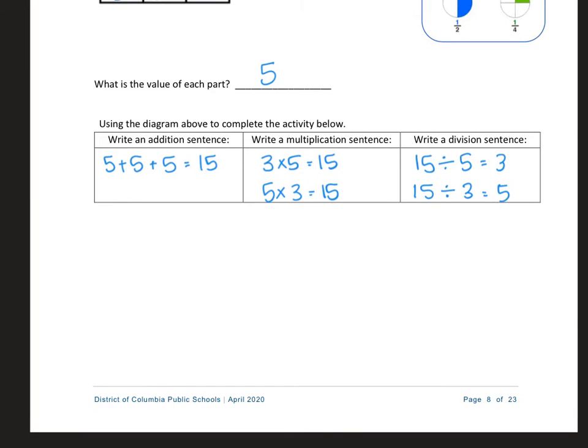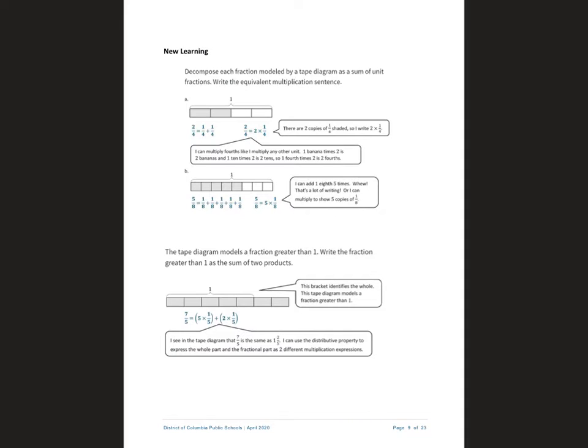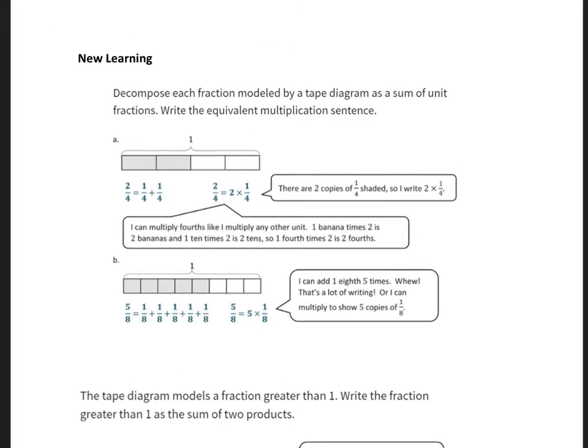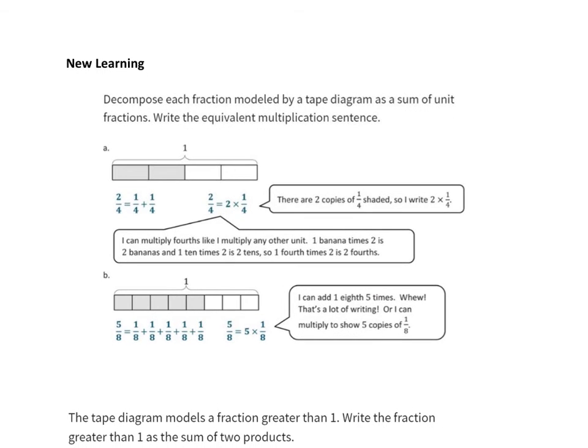There's something left on the bottom. All right, so on our second page, this is our new learning page. So this is going to be that part where they explain the new learning to you. So here they have decomposed each fraction into a tape diagram, and they've decomposed it into a sum of unit fractions. Remember, those unit fractions mean that there has to be a 1 as the numerator. So they want you to write the equivalent multiplication sentence.